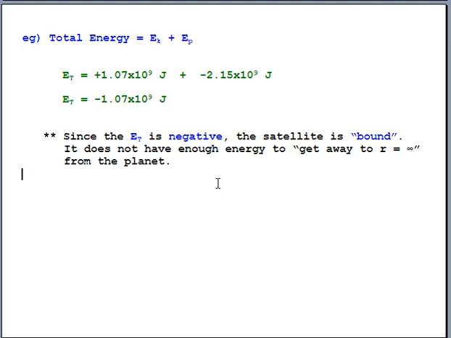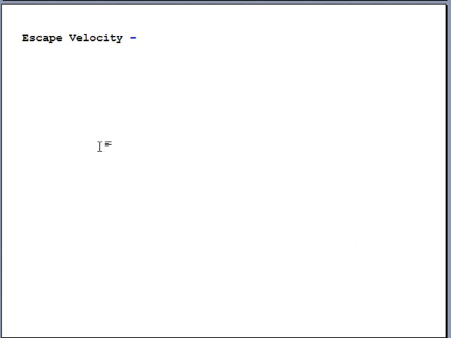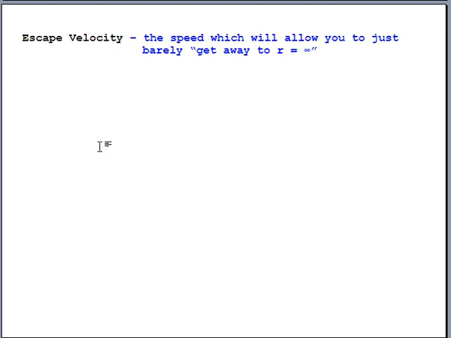Well, what if you did want to go infinitely far from the Earth? This number actually tells you how much you're short, right? We're actually below getting all the way out to infinity by that amount. So let's take a look at this last little issue of escape velocity. This is what kind of speed you would need at the location you're at in order to just make it.